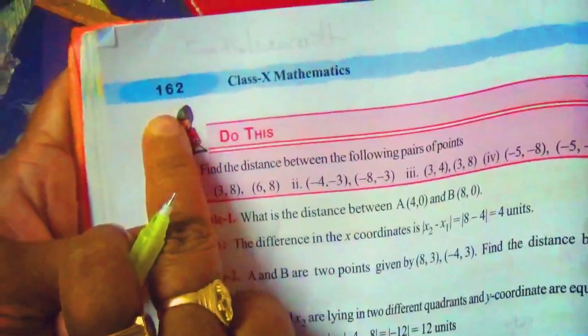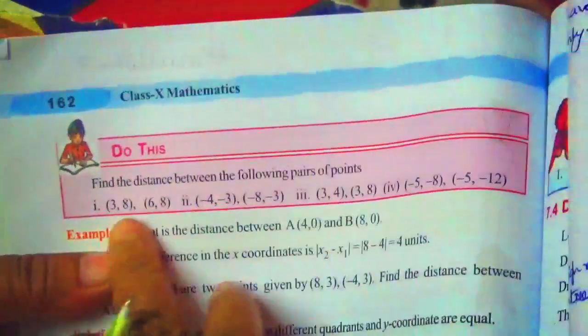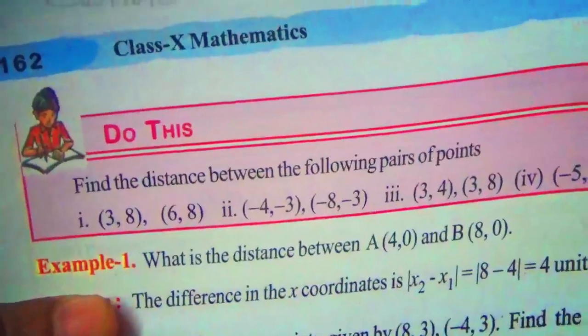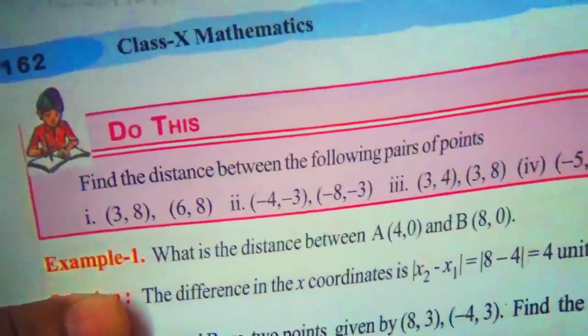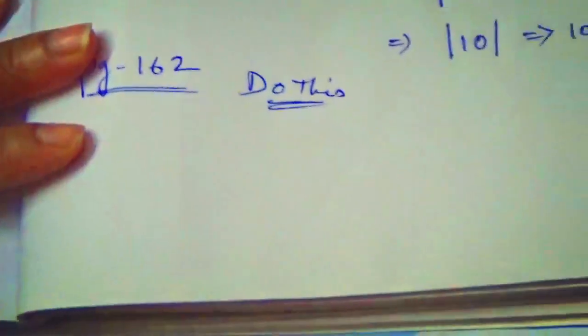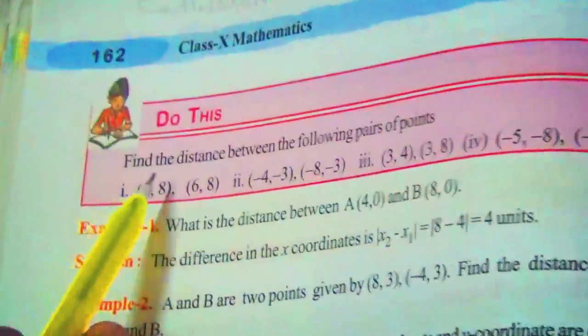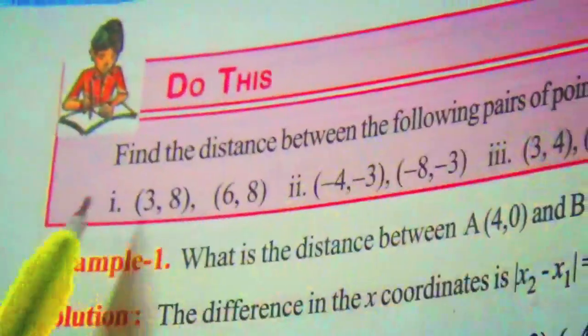Look here, page number 162. Do this. What is the first sum? What do they want us to find out? Find the distance between the following pairs of points.